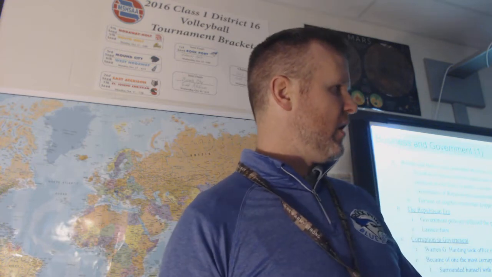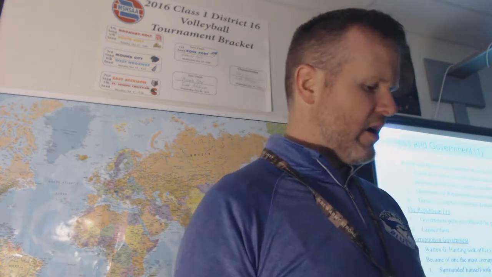There'll be corruption in government. Warren G. Harding took office in 1921 with the Return to Normalcy campaign. It was anything but normal. Became one of the most corrupt in history. Surrounded himself with mostly cronies from his support network back in Ohio, the Ohio Gang. They all tended to get in trouble.